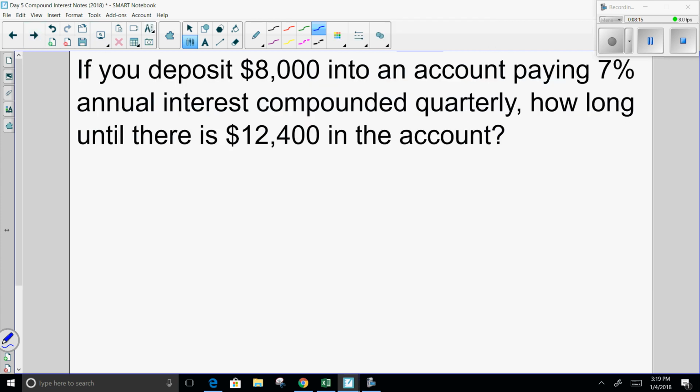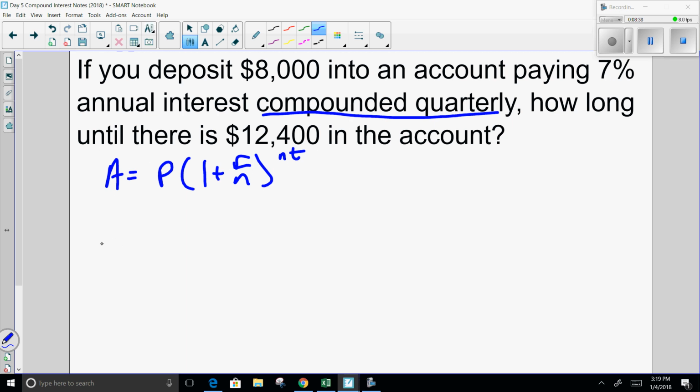It says if you put $8,000 into an account, paying 7% annual interest compounded quarterly, how long until there is $12,400 in the account? So what do we do? Well, we plug in what we know into the compound interest formula, and again, I know it's compound interest because it says compounded quarterly. So we plug in what we know.